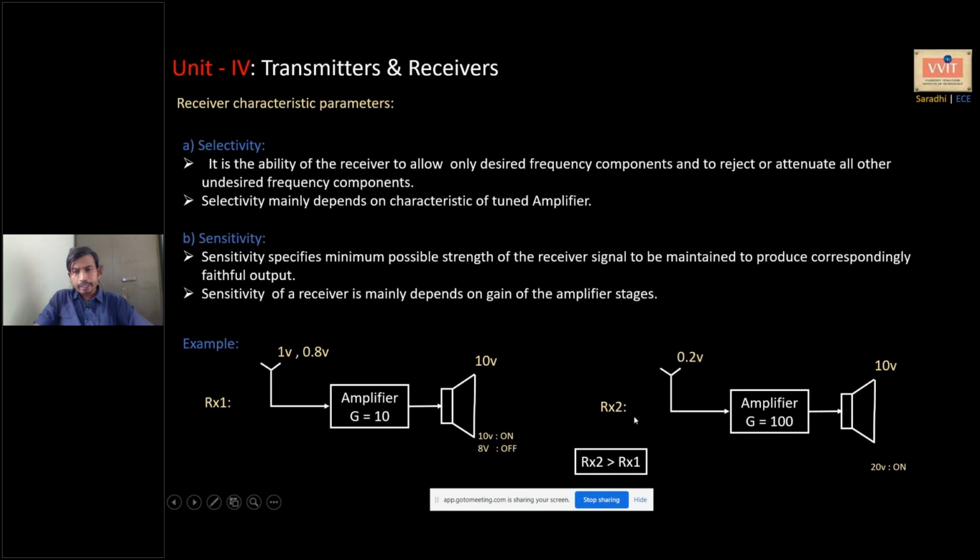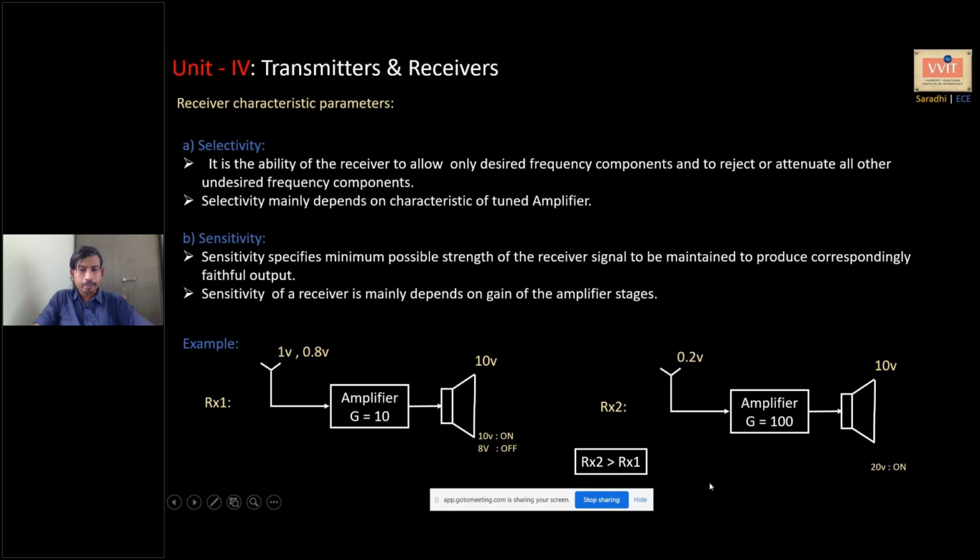Let us see receiver 2 with a gain of 100. The same speaker is used, the only difference is that this is a different receiver with an overall gain larger than the gain of the first receiver. Suppose the received signal is 0.2 volts, then also the speaker will play the sound because it is sufficient. The minimum required voltage is 10 volts, and now 20 volts is available, it will easily drive the speaker, so the sound will be played.